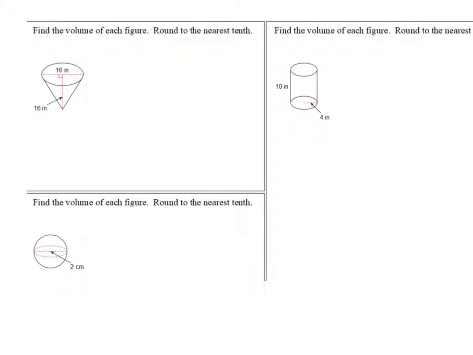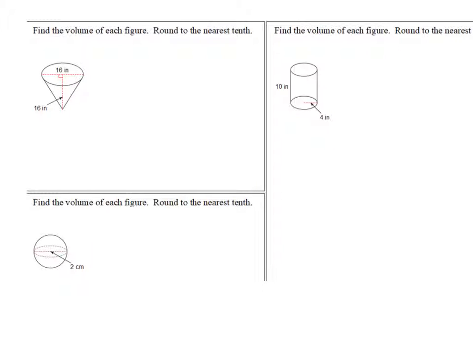All right, let's look at how to find volume of a cone, a cylinder, and a sphere. Let's start with the volume of the cylinder, the second example. To find the volume of a cylinder, you first have to find the area of a base, which is a circle, and then multiply it by its height.